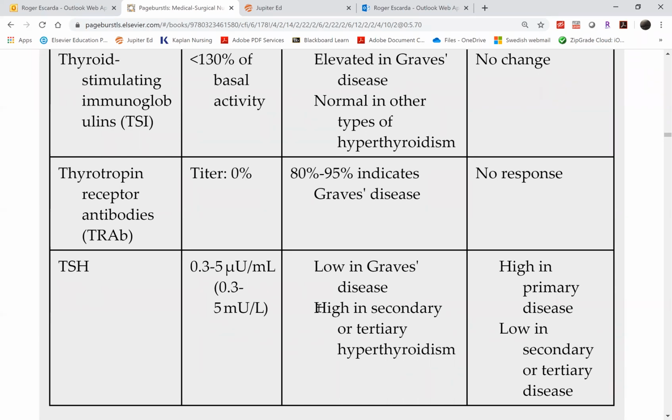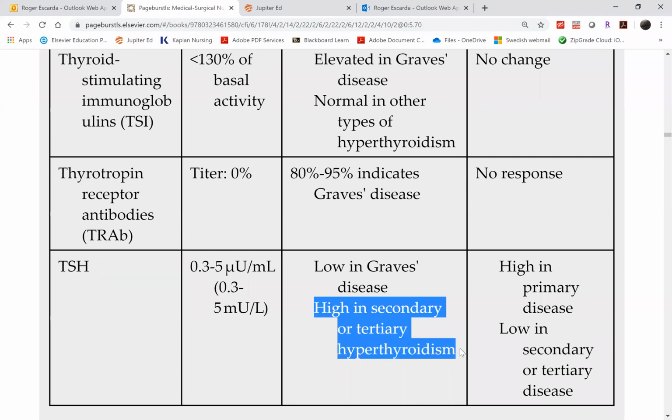However, I mentioned earlier that there is secondary hyperthyroidism, right? This one is a pituitary problem. If the pituitary gland is the one causing the hyperthyroidism, the TSH will be high, as well as the T3, T4. That is the only situation wherein the TSH is high and the T3, T4 levels are also high, in secondary hyperthyroidism, which is caused by a hyperactive pituitary gland. So nothing is wrong with the thyroid gland. In hyperpituitarism, it's the pituitary gland that is hyperactive, causing high TSH levels, causing also high T3, T4 levels. Does that make sense?